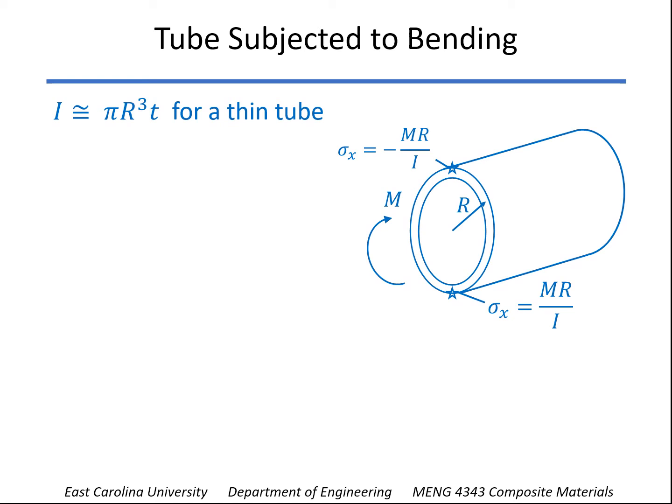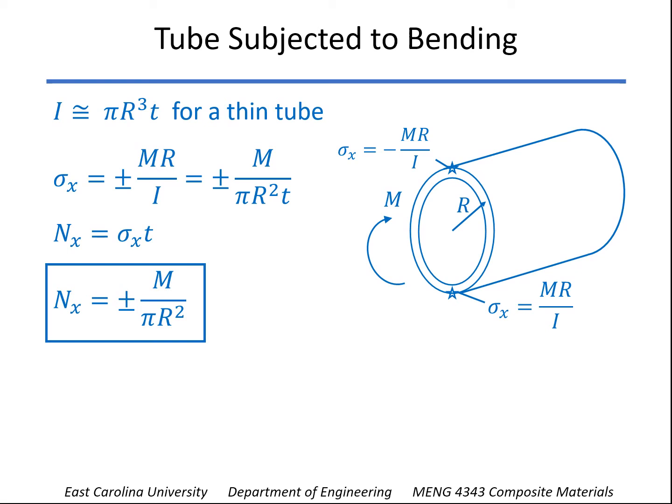So we substitute that into the expressions for the maximum and minimum stresses, and we get the expression that's shown here. Now, to find the equivalent stress resultant at the top and at the bottom, we simply take the stress and multiply it by the thickness. And so that gives us this expression for n sub x, M divided by pi R squared. And again, at the top, that would be compression, and at the bottom, it would be tension.